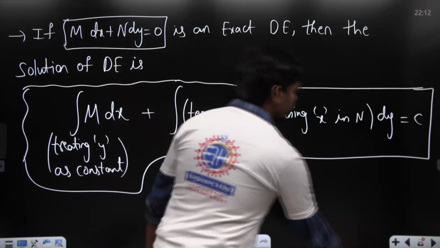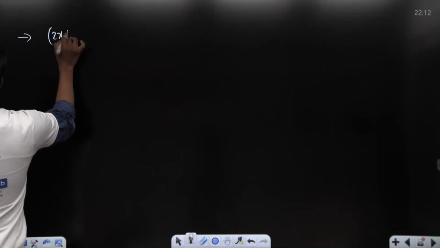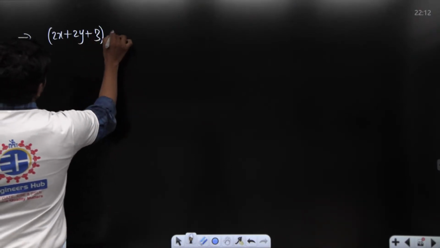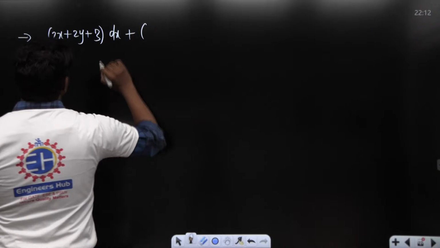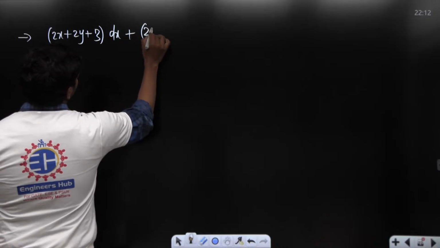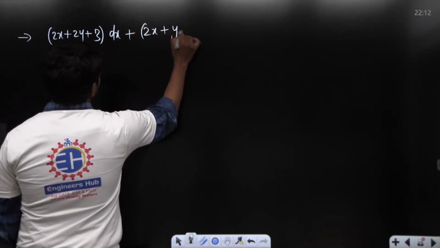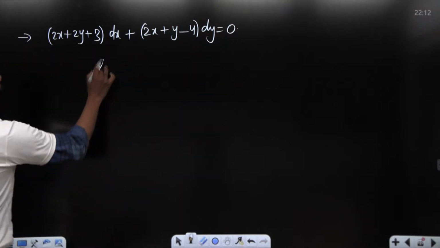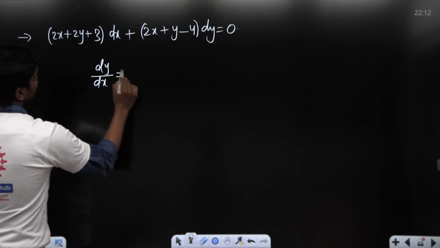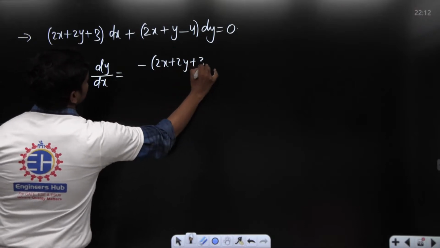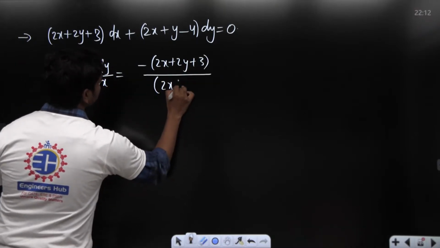Clear? For example, if you want to check one thing, look, 2x plus 2y plus 3, dx plus, this is m, dou m by dou y, so this is 2, which should be equal to dou n by dou x. So 2x plus y minus 4, dy is equal to 0. Now if this is the differential equation, normally if you check, we will get dy by dx is equal to minus of 2x plus 2y plus 3 divided by 2x plus y minus 4, correct?